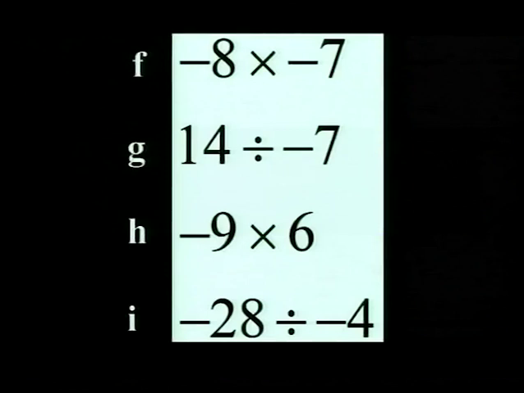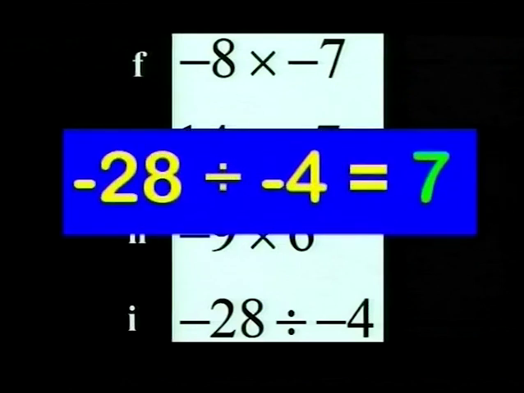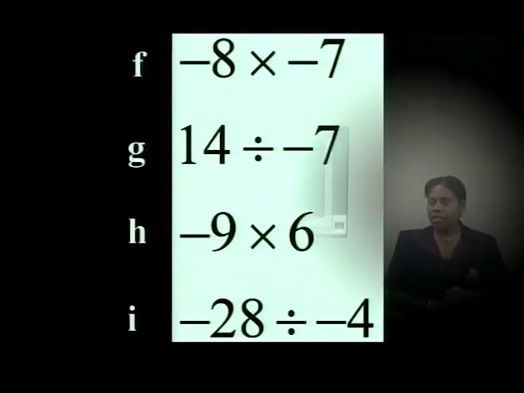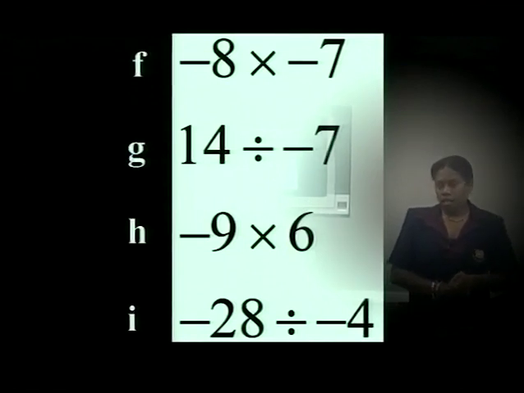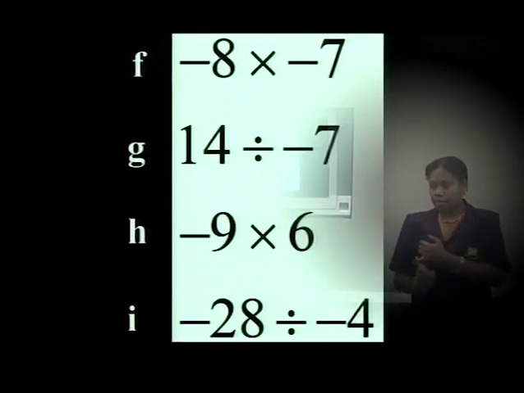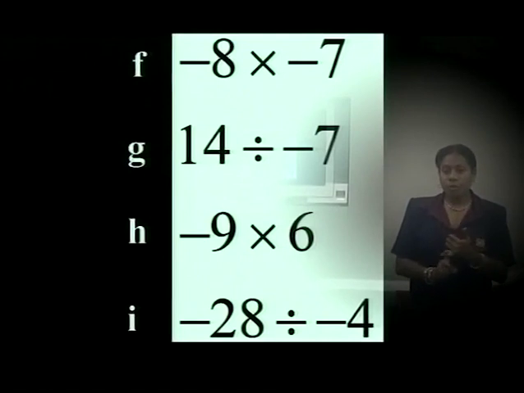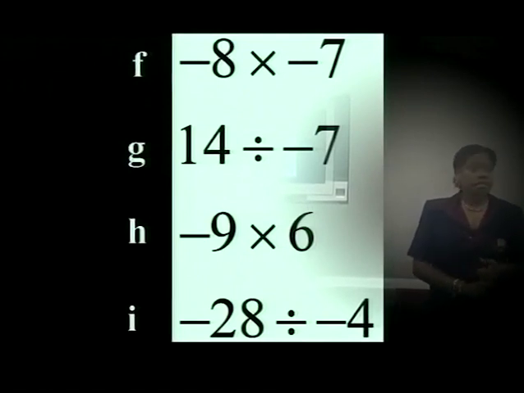And the last one, negative 28 divided by negative 4. Positive 7. Okay, why positive 7? Why positive 7? Okay, because positive 7 times a negative 4 will give you negative 28.